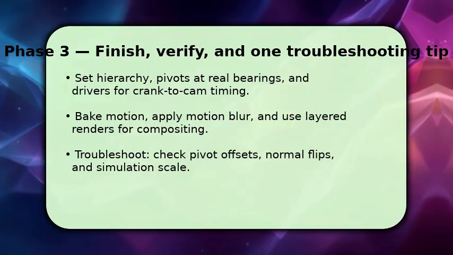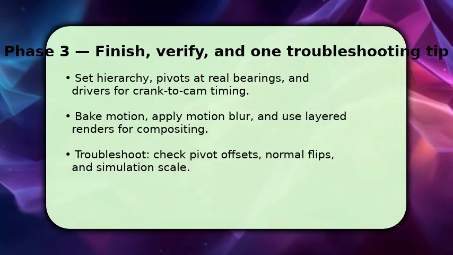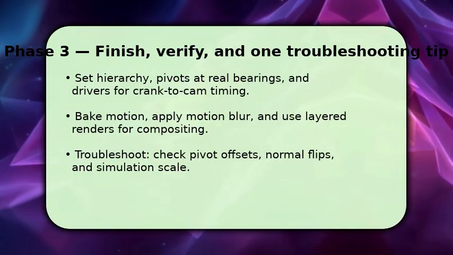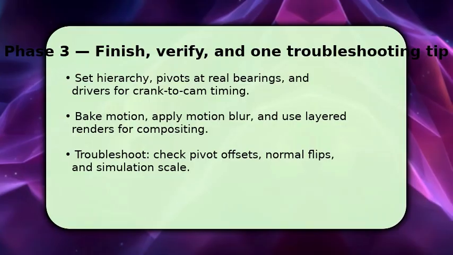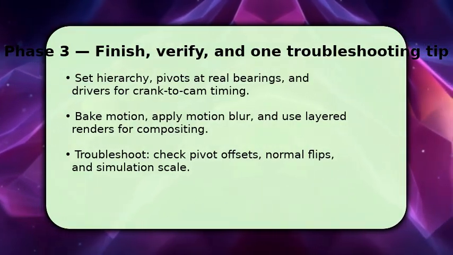Once done, animate at realistic RPM values, bake caches, and set render passes: diffuse, specular, Z, and motion vectors for flexible compositing. Make sure to apply motion blur and sample settings to avoid noise. Finally, test a short loop to confirm timing and prepare final renders.